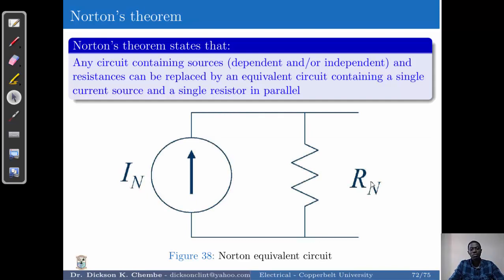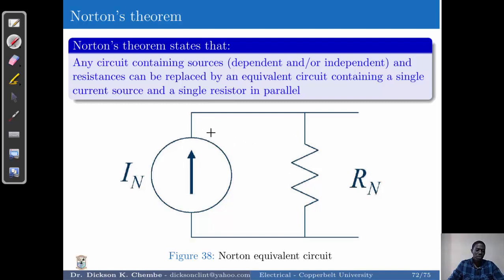So first of all, we have to understand the definition of what Norton's theorem states. This is any circuit containing independent or dependent sources and resistances that can be replaced or reduced to an equivalent circuit that will only consist of just a current source and a resistor parallel to each other, like so.